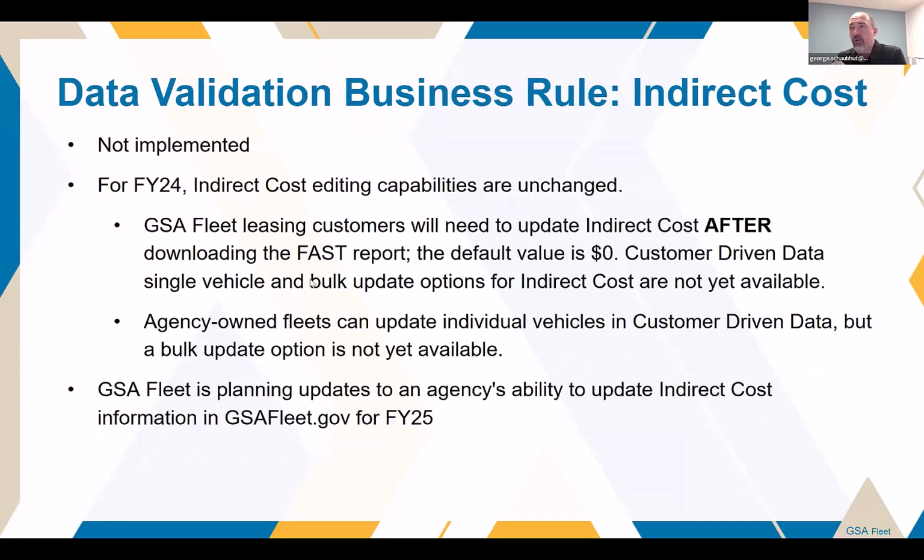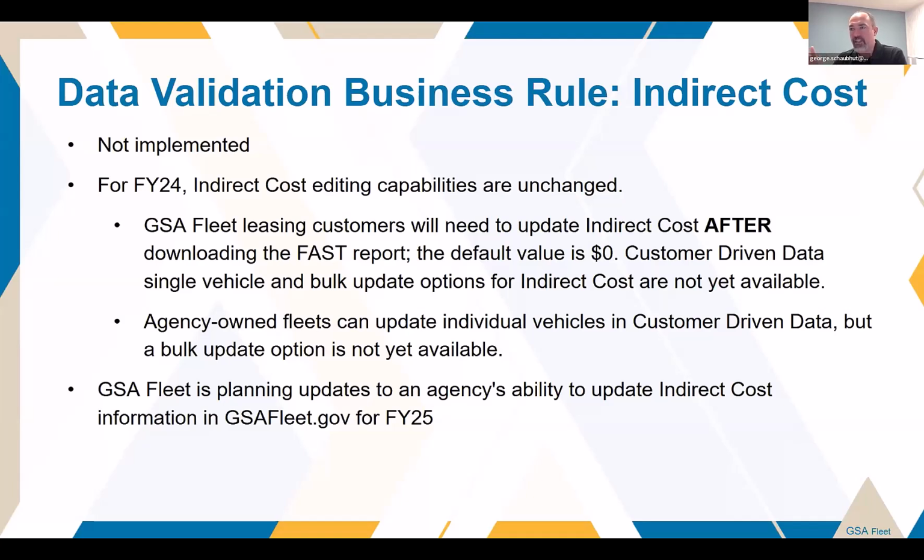Okay, indirect costs. I mentioned indirect costs at the beginning. One of the things that we had hoped to complete this year was to include the indirect cost element within customer-driven data. Unfortunately, we were not able to do so. So that is something that your agency will have to update in the file that you download from GSAFleet.gov. The file that you get will have basically just zeros across the board, and 0 is not an acceptable answer for indirect cost. The range that's acceptable is, I think, $10 up to about $4,700.